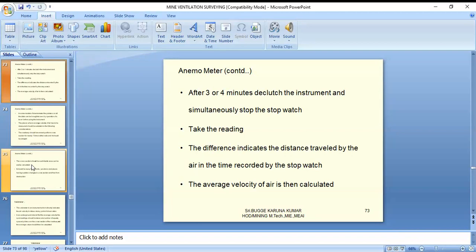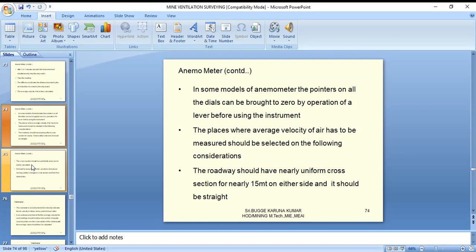After 3 or 4 minutes, declutch the instrument and simultaneously stop the stopwatch. Take the reading. The difference indicates the distance traveled by the air in the time recorded by the stopwatch. The average velocity of air is then calculated. In some models of anemometer, the pointers on all dials can be brought to zero by operation of a lever before using the instrument.